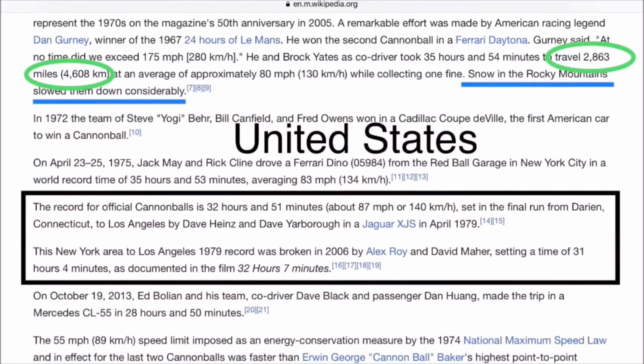Okay, but let's look at the United States. Here, they're traveling across the entirety of the United States, and it was 35 hours and 54 minutes to go 2,863 miles, or 4,600 kilometers, at only 80 miles per hour, which would be 130 kilometers per hour. And that's one of the early races, in the 60s. But now it's interesting that the record runs they had in Australia were just over 31 hours and 15 minutes. And then the record for the Cannonball runs, they also report 140 kilometers per hour, the exact same number as in Australia. And they did it from Darien, Connecticut to Los Angeles. That's a tremendous distance in 32 hours and 51 minutes. So about another hour and 45 minutes.